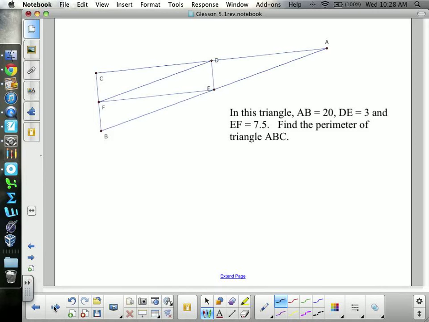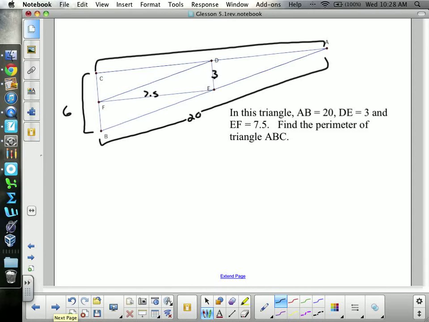And here, in this triangle it says AB is 20, DE is 3, and EF is 7.5. Find the perimeter of triangle ABC, so the perimeter of the outer triangle. So AB is 20. Well, we've got that side. DE is 3. If DE is 3, how long is CB going to be? Okay. EF is 7.5, so how long is this going to be? 15. So the perimeter of ABC would be 20 plus 15 plus 6, which would be 41.